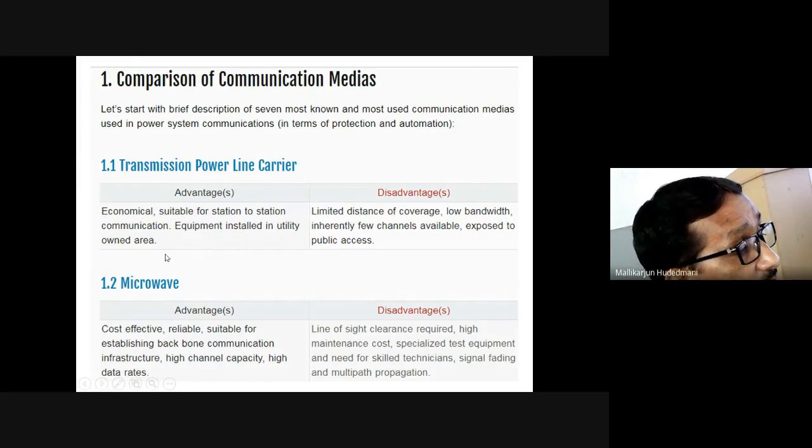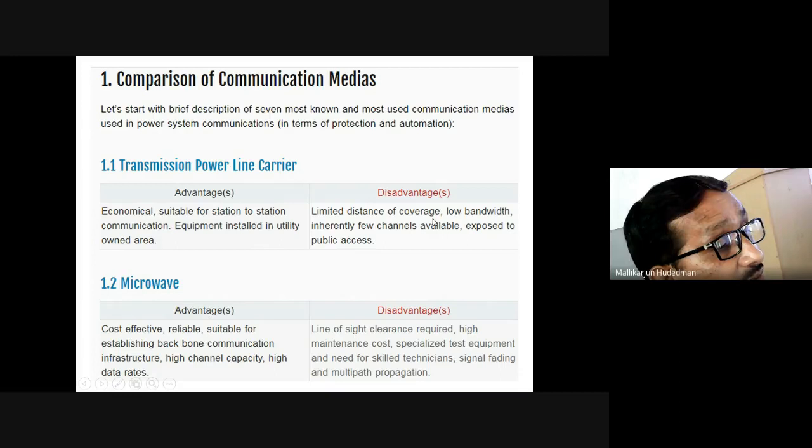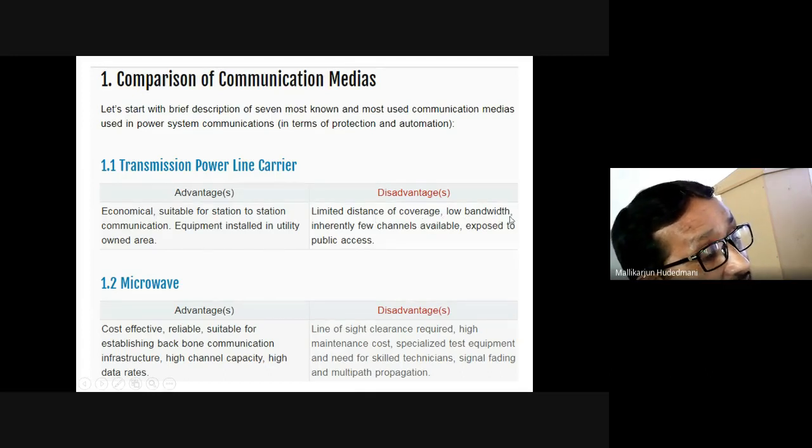The disadvantage of power line carrier communication is the limited distance of coverage. This is the challenge. Hence the name, station to station communication only. You cannot use it over kilometers and hundreds of kilometers of length. That is a challenge. Low bandwidth: you cannot transmit a lot of data on it. It is usually used for voice transmission, like your walkie-talkie, how people use it in the field.